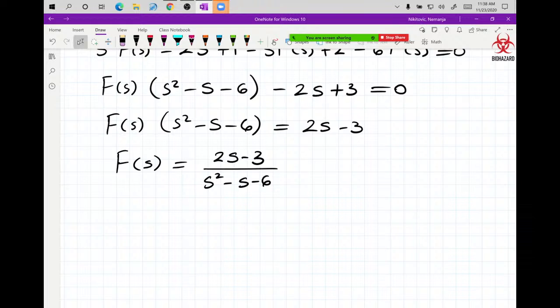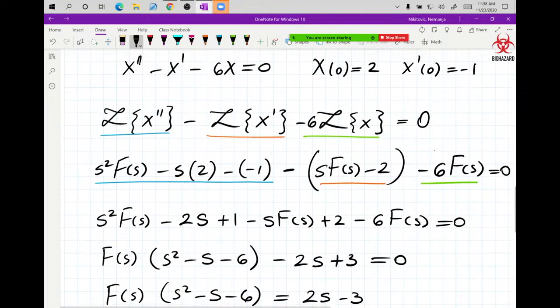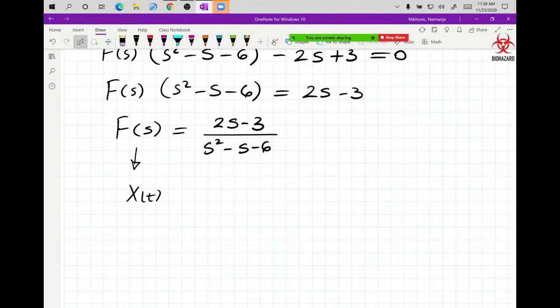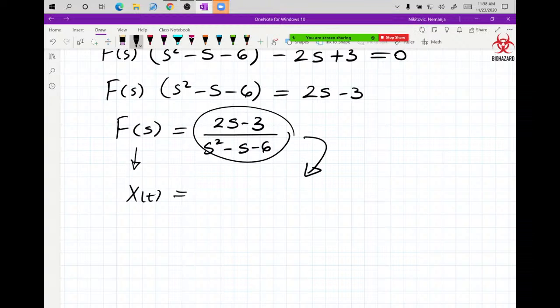And guys, that's it. Because the inverse Laplace transform of this one is going to give you your x of t. And whatever the inverse of this is will give you the solution.